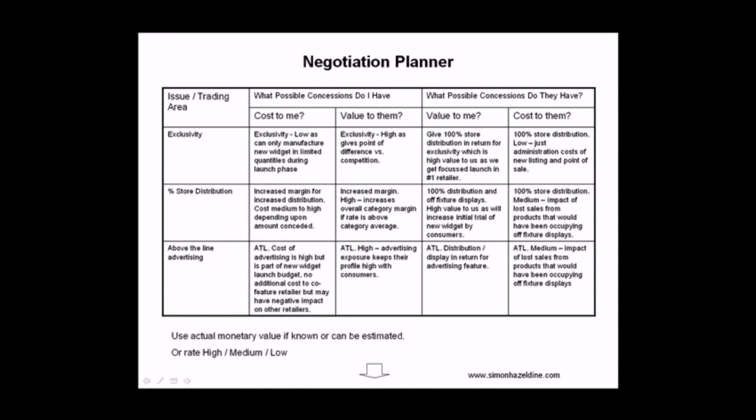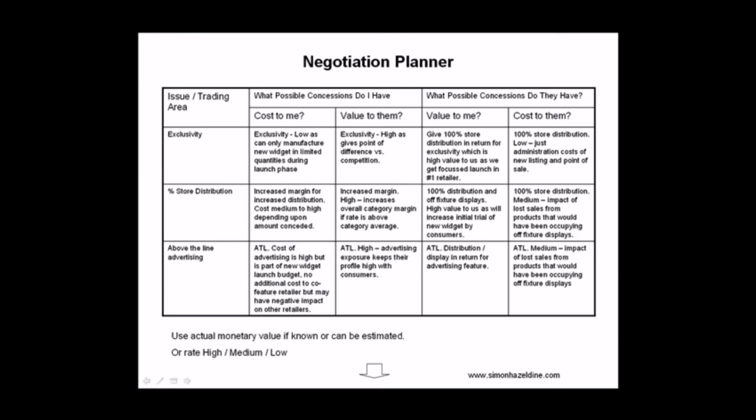So for example, let's just take a look at the top one. Exclusivity. Cost to us, giving exclusivity actually is very low. The truth is that in this pretend fictional scenario, we can only manufacture the new widgets in limited quantities during the launch phase. We can't go for a huge launch in all the retailers. However, we're not necessarily going to declare that fact. That's something we may wish to keep to ourselves, as we know that they would really like exclusivity, as it gives them a real point of difference versus the competition.